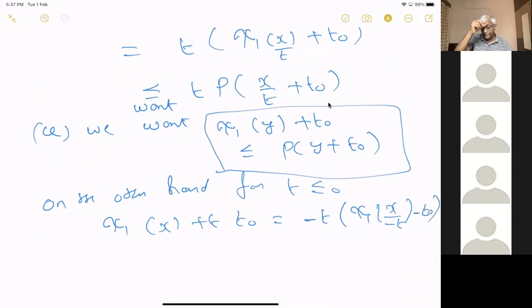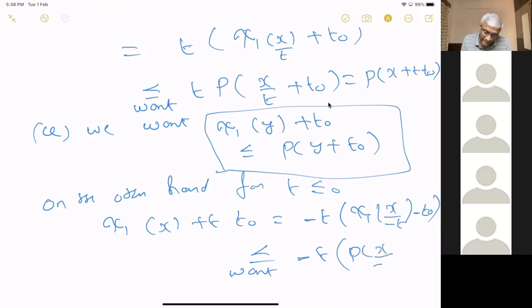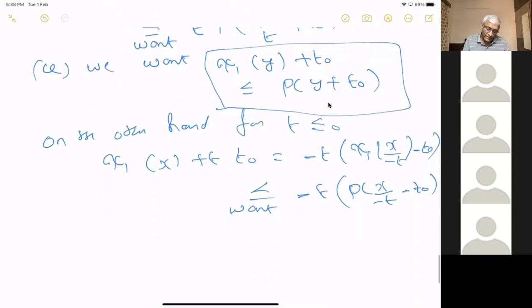Minus t. Okay. So now minus t is positive, so we want this to happen. Minus t times p of... anyway, because this is equal to p of x plus t. Okay, this is what we want. Minus t into p of x by minus t naught. Okay. This is equal to, of course, p of x plus t naught. Okay. So we want this to happen.